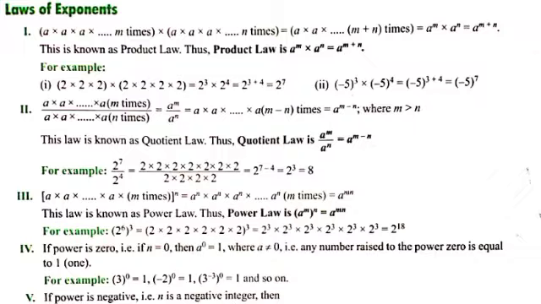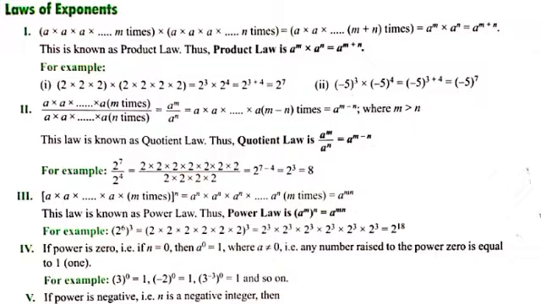Third law: (a × a × ... m times)^n is equal to a^n × a^n × ... m times, because a × a × ... m times, the whole squared to the power n, means that the one exponent outside the whole square belongs to every number that is inside the bracket, as I said in previous videos.